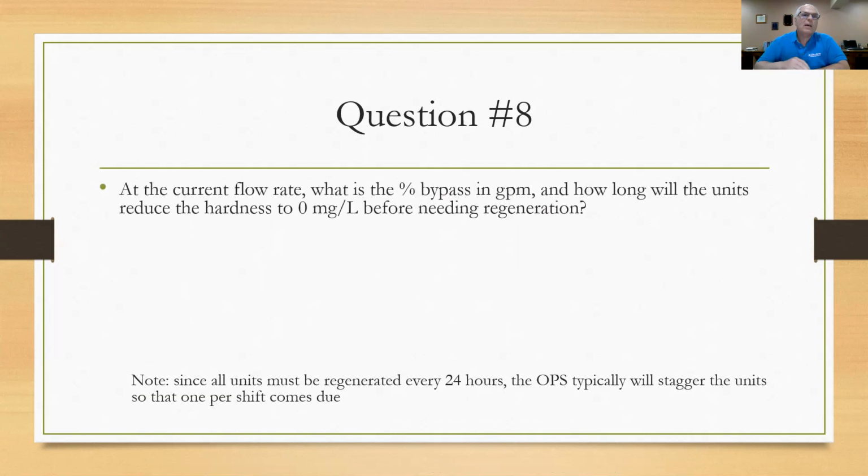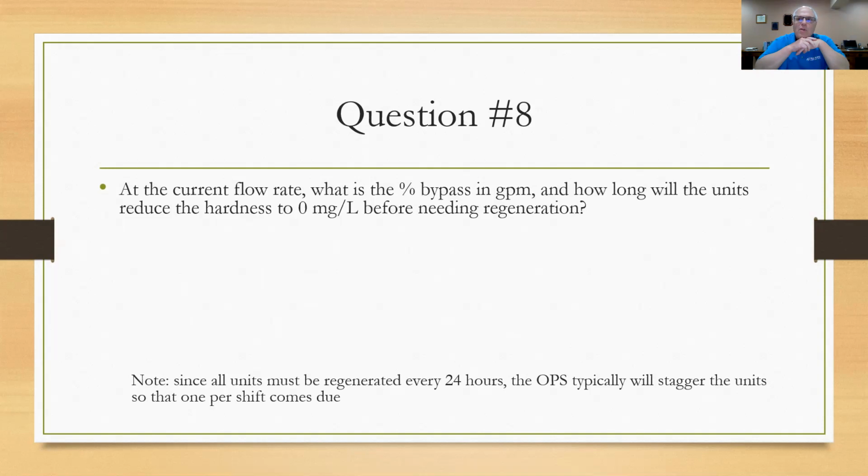Question number 8 says, at the current flow rate, what is the bypass in gallons per minute, percent bypass, and how long will the units reduce the hardness to 0 before needing regeneration? And note that I put something on the bottom there that's pretty important. Since all units have to be regenerated every 24 hours, the operators typically would stagger these units so that one per shift would come open and available. And that is what was important to these operators of these traditional ion exchange plants.